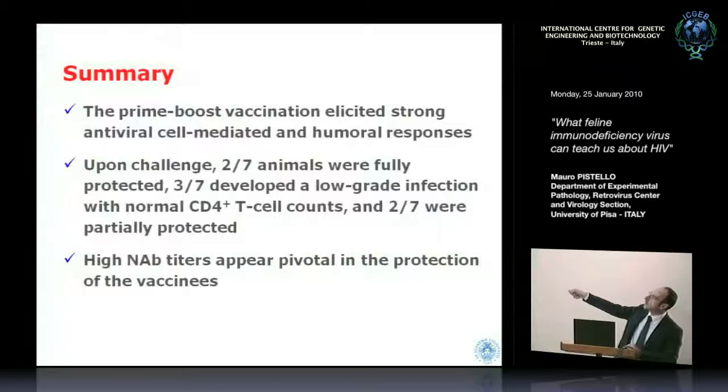So again, two were fully protected, 3 developed a low-grade infection, and 2 of 7 were partially protected. And the Ig neutralizing antibody titers appear pivotal in the protection of the vaccine.